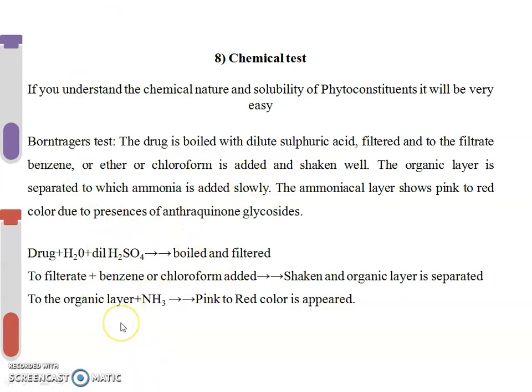Like this: drug taken, sulfuric acid is added, hydrolyzed. To that we add benzene to dissolve the aglycone part. To that aglycone part we add ammonia, which gives the pink or red color. This is made simple. So always write in a reaction way, so it is very appealing and you can easily remember.